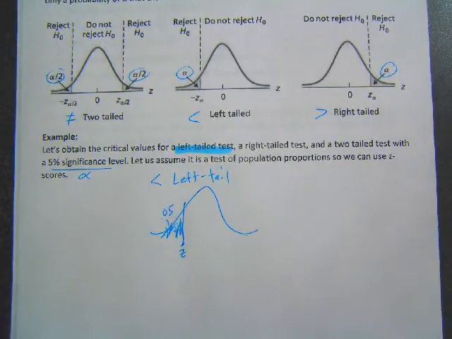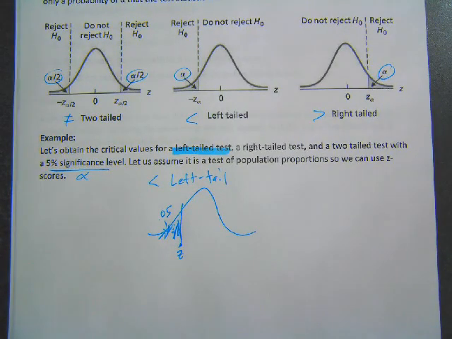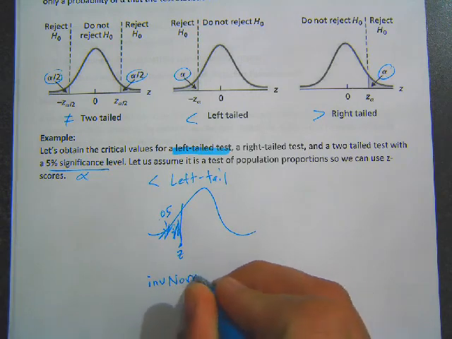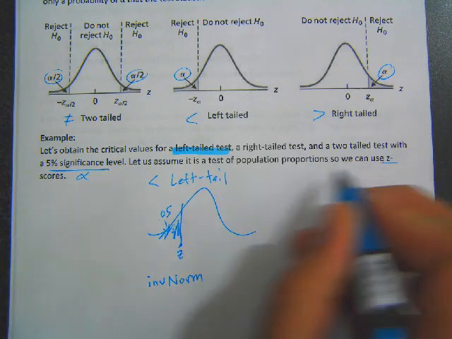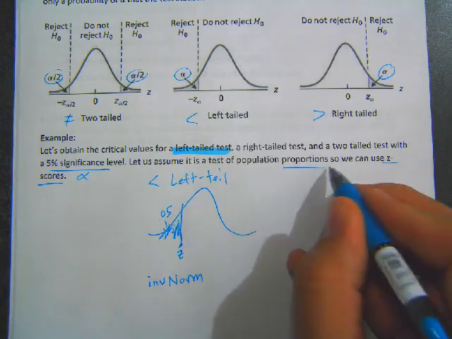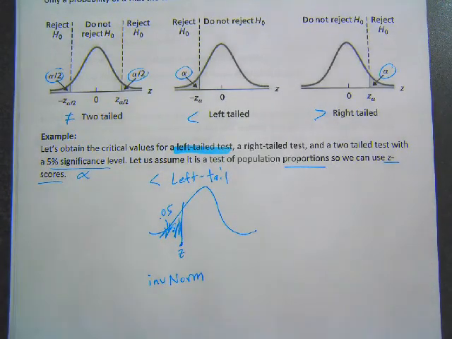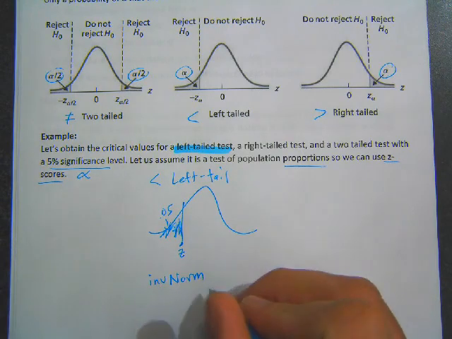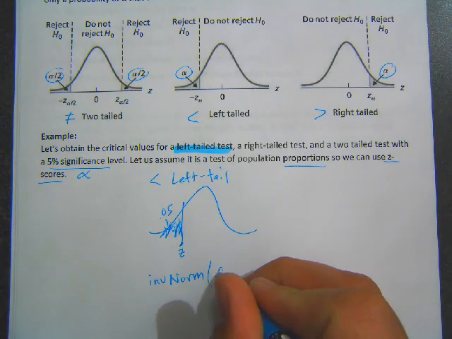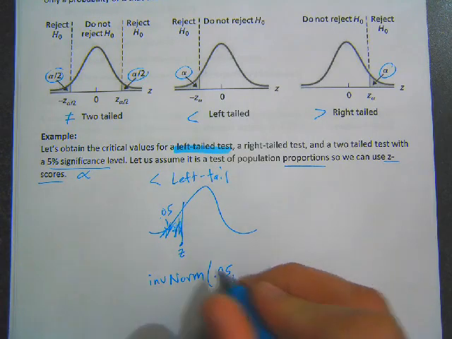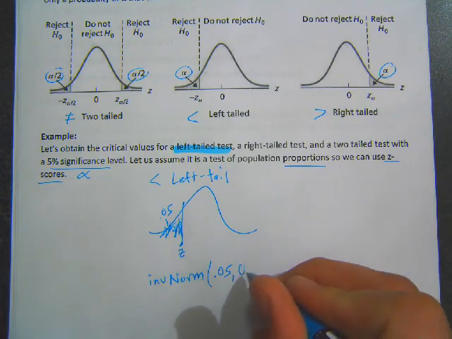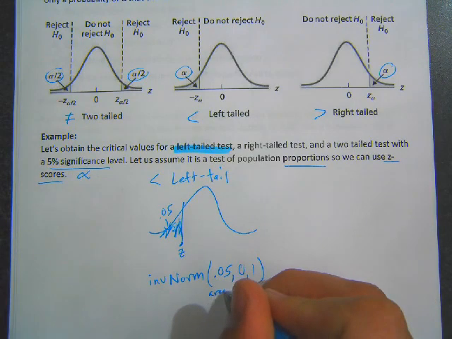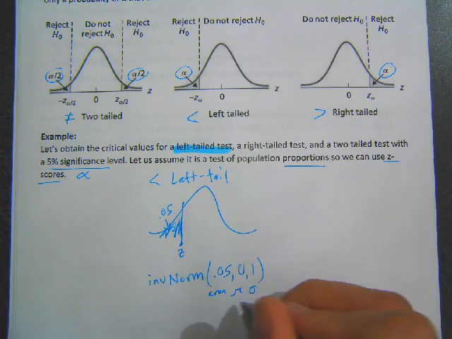Well, thankfully we have a way to do this with our calculators. Hopefully you remember that we had that inverse norm. I'm doing inverse norm because we're going to be doing z-scores for this one. It even tells us right here we're doing it for proportion, so we're doing z-scores. We'd use inverse t if we were doing t-scores, but we're using inverse norm. 0.05 is the area to the left, so I'm going to put 0.05. Remember, these are standard normal scores, so they have 0 for the mean and 1 for the standard deviation. So we've seen this before: the area, the mean, and the standard deviation.